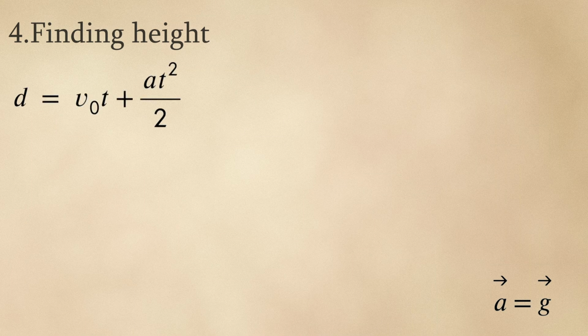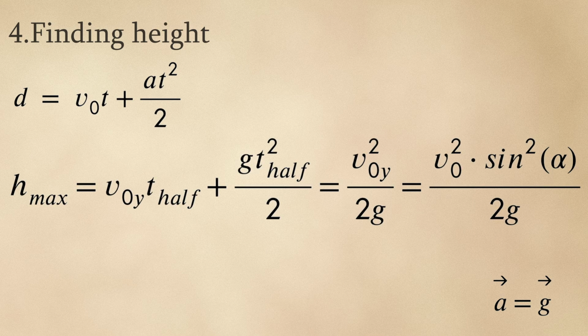Now let's find the height. The easiest way to do that is to use a regular formula for accelerated motion. The standard formula for displacement is initial velocity times time plus at squared divided by 2. By substituting the time in the equation, we get this. Height is equal to v0y squared divided by 2g, or v0 squared times sine squared alpha divided by 2g.